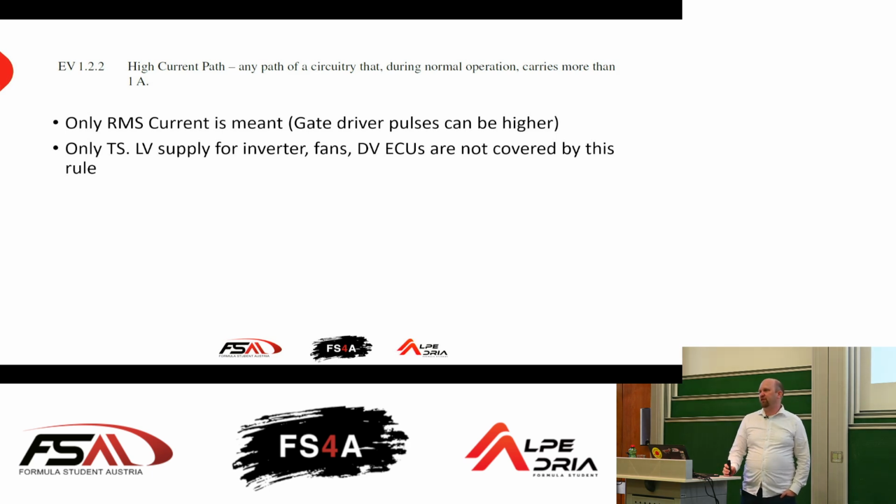So if you have some pulsed gate drivers with a few amps, it doesn't matter. That's not the high current path. Also, it's only the tractive system current. So for your cooling fans, for your DV ECUs, for your inverter power supply, the low voltage power supply, that's still normal rules. So there are no high current rules applicable.